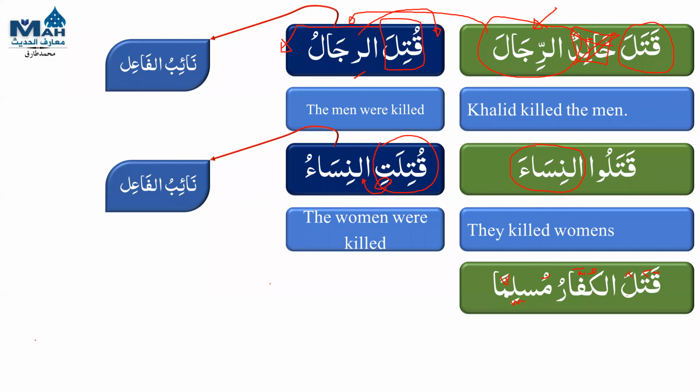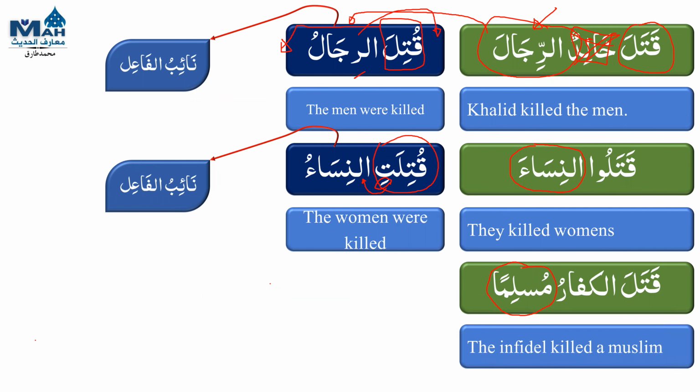Qatal al-kuffaru musliman. So translate. The kuffaru, kafiru plural, sir. The disbelievers killed a Muslim. Nakira. Yes, sir. Killed a Muslim. Okay. So convert to majhul.